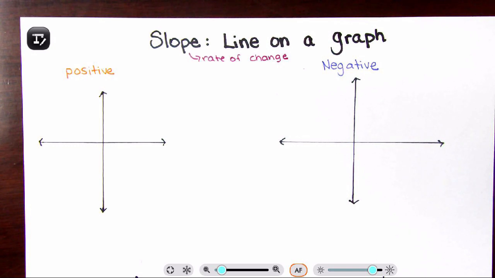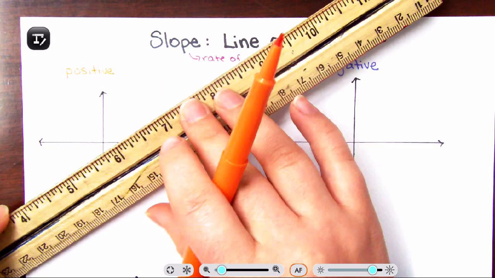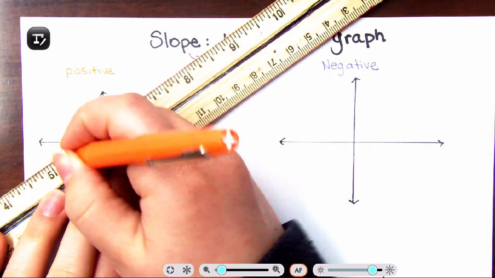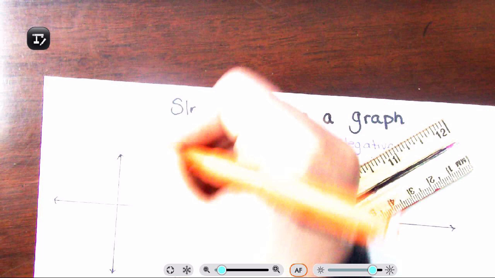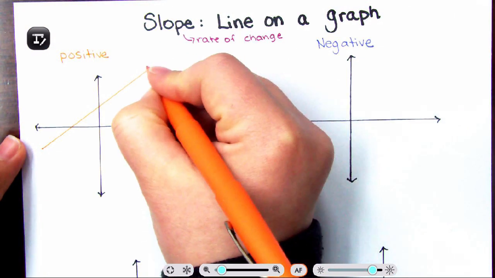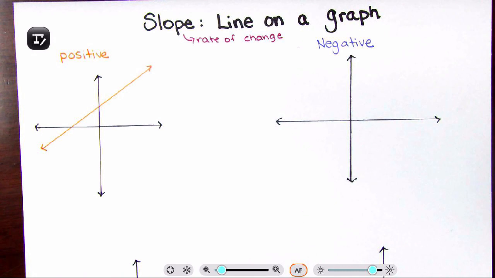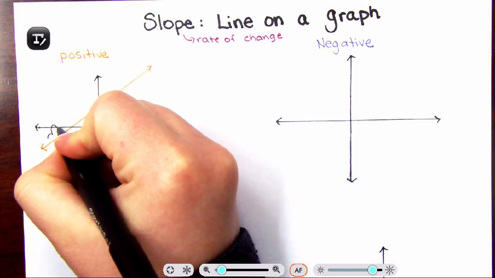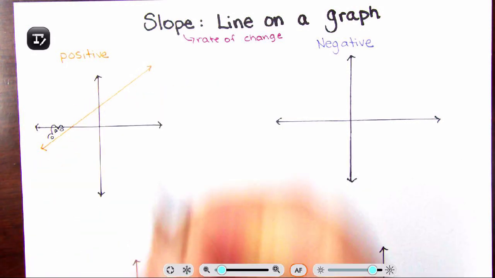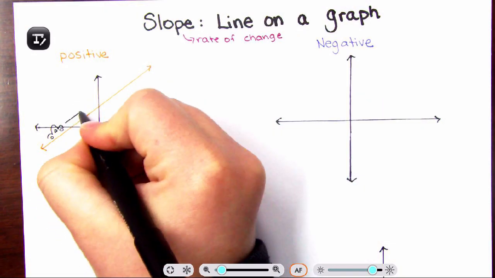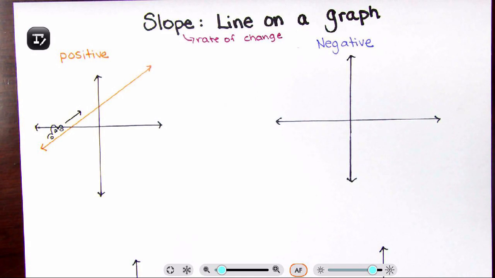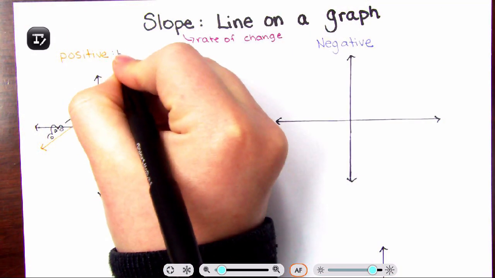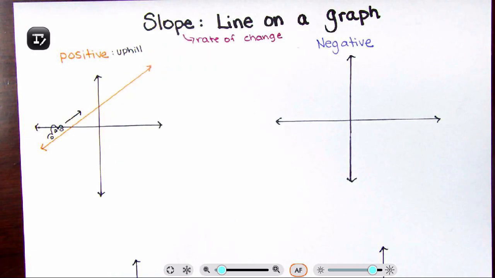So if we're talking about a positive slope, I'm going to draw a line here real quick. A positive slope is a slope that goes up. So we are going up. It's going to seem silly just a little bit, but don't worry about it. Imagine you are in a car, and the car is going uphill. If you are going uphill, you have a positive slope. So you're going up, you have a positive slope.